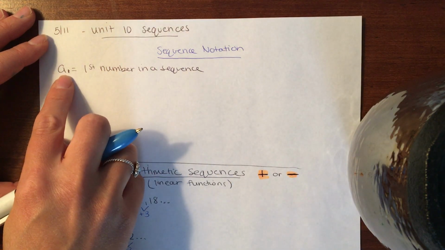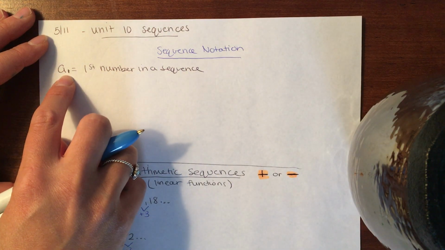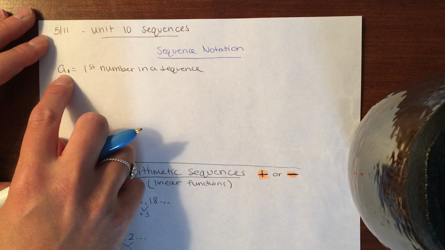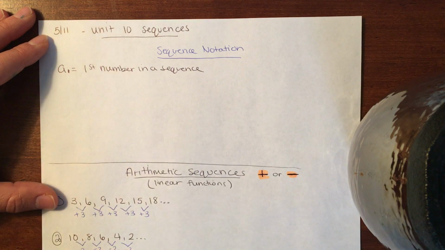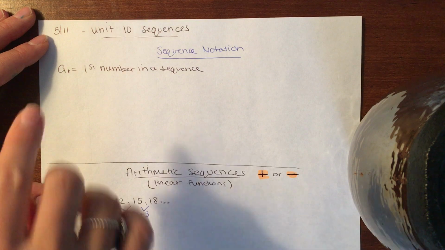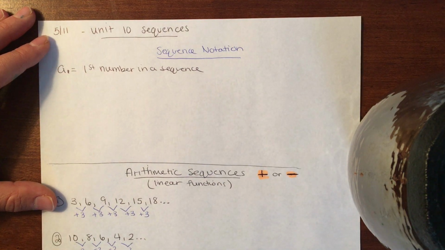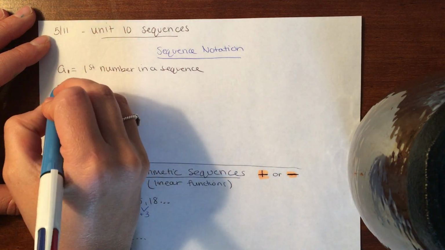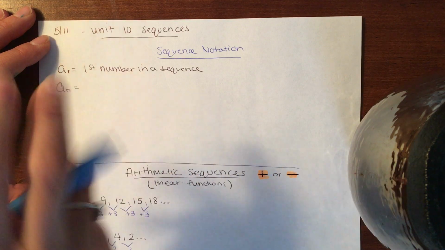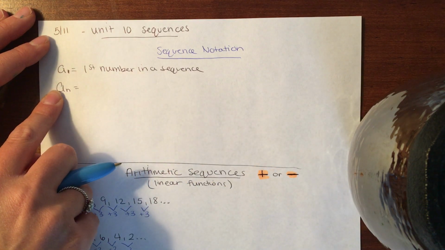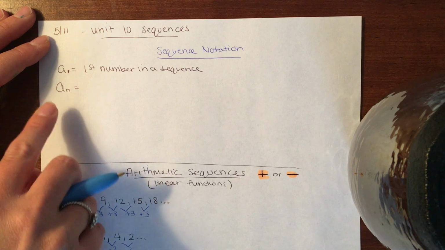So you could probably figure out if this was A sub 2 or A sub 3 or A sub 4. We would also say that's the fourth number in the sequence. A sub 5 would be the fifth number, and so on. Okay, that should make sense to you. A sub n, so I'm sticking with the A's, but again, it could be any letter. It could be F. We see F sometimes.